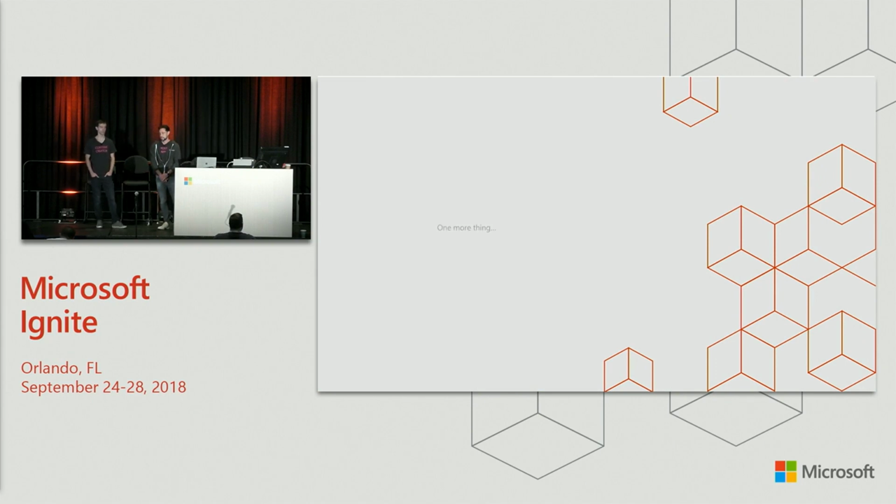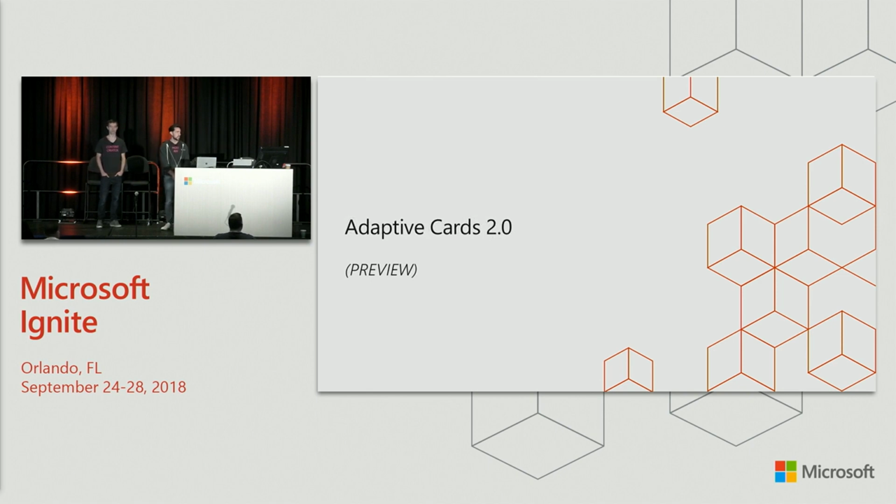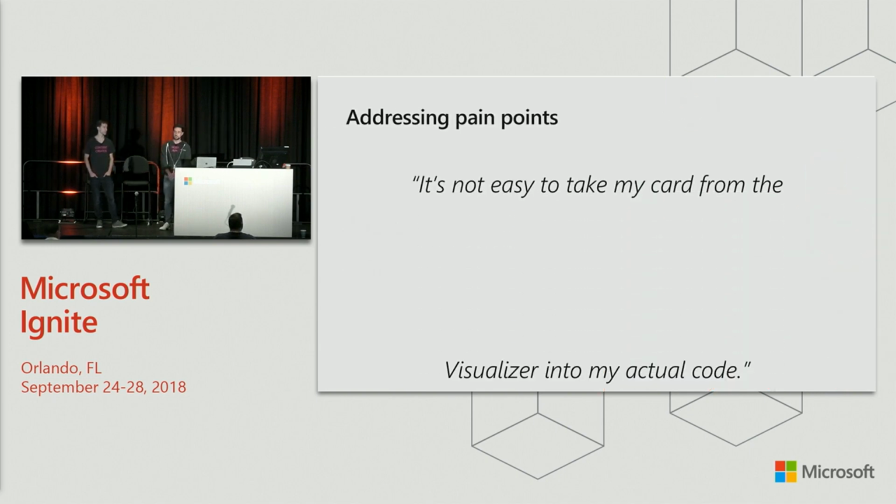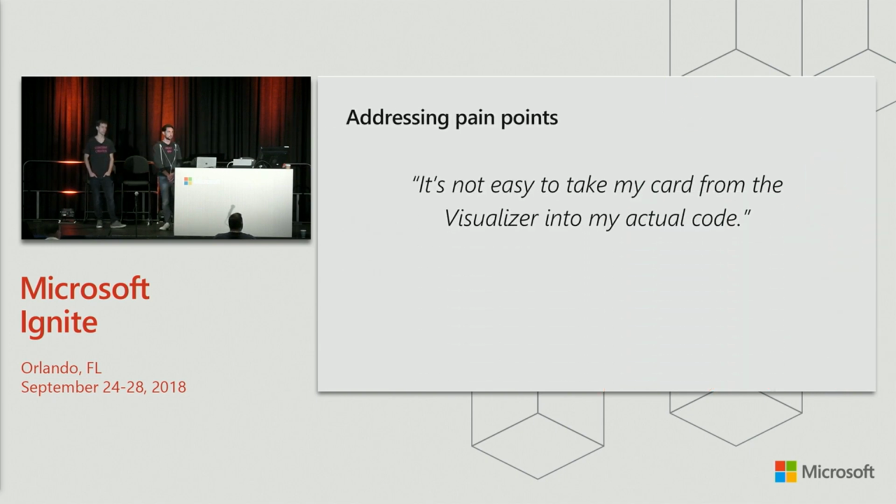And neither one of us wants to leave it just with a call to action like that. So we did want to do one more thing. And that one more thing is an early glimpse at some of the concepts we're exploring in Adaptive Cards 2.0. And really, it's about addressing two common pain points.